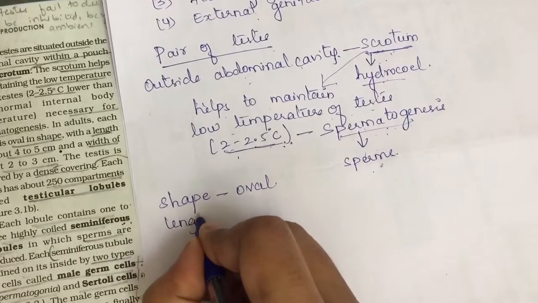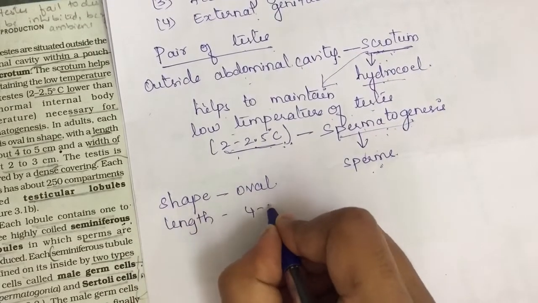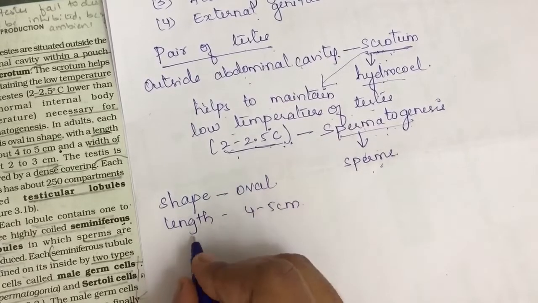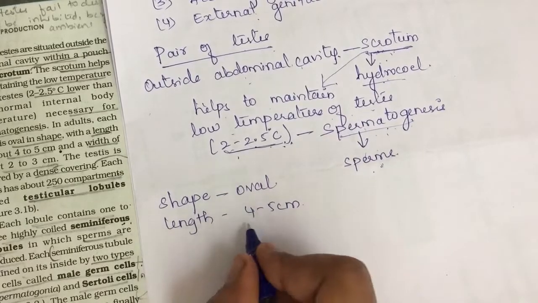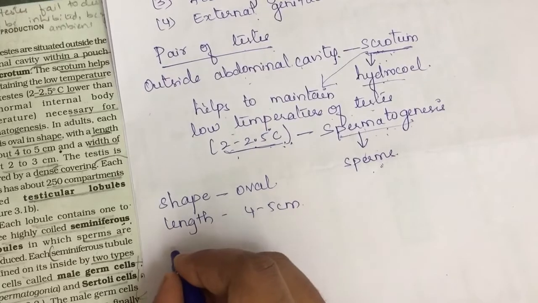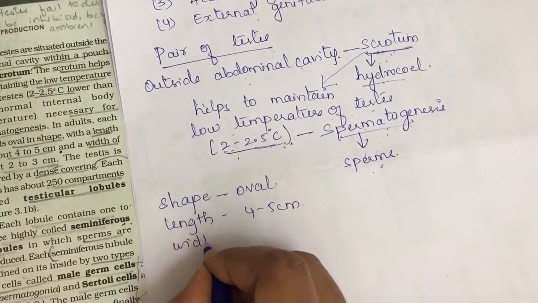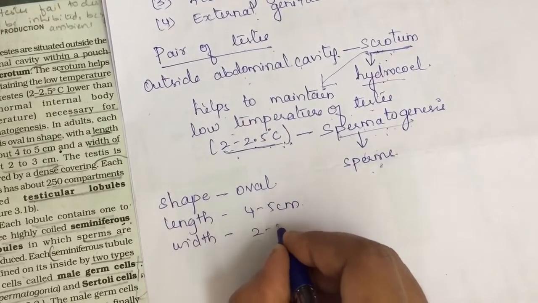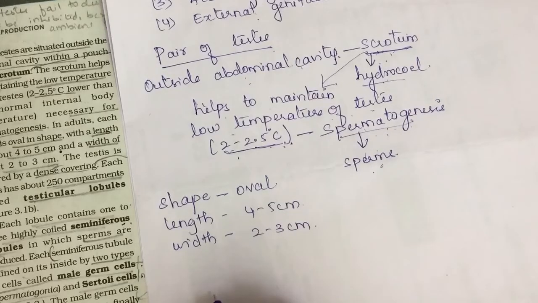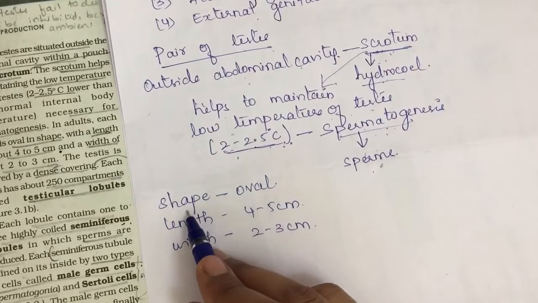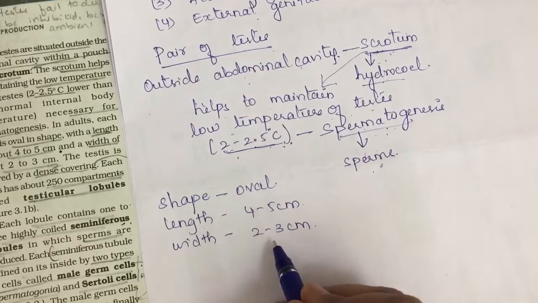Length of testes will be 4 to 5 centimeters in an adult male. In an adult male, the width is about 2 to 3 centimeters. So these are some of the shape, length and width of the testes.